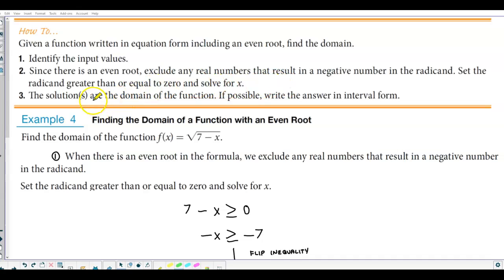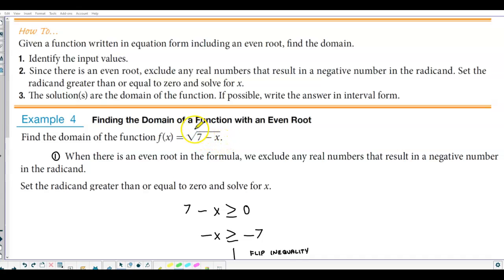Number three, the solution or solutions are the domain of the function, and if possible, write the answer in interval notation. For example 4, we're finding the domain of a function with an even root. Find the domain of the function f of x, which is equal to the square root of 7 minus x.